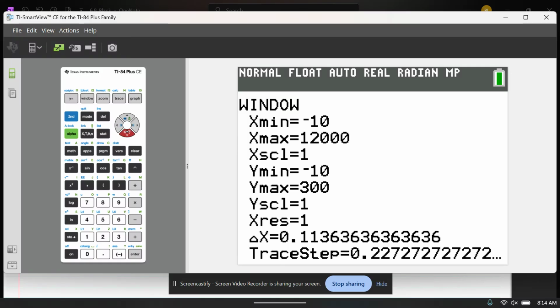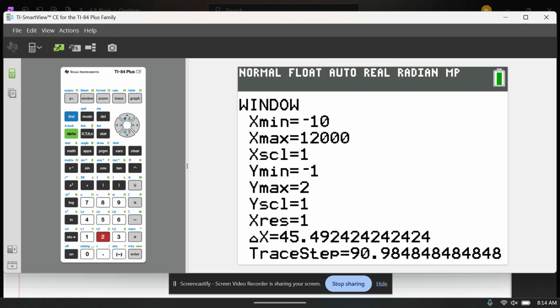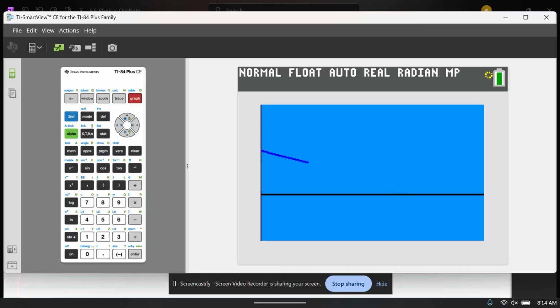Okay. And then my Y minimum, I'm going to make it -1. And my Y maximum, I'm going to make it 2. Excuse me, sorry. And then hit graph. So I'm just making that Y value 2 so that I can see the exponential decay. So we see it falling down into the right. Okay.